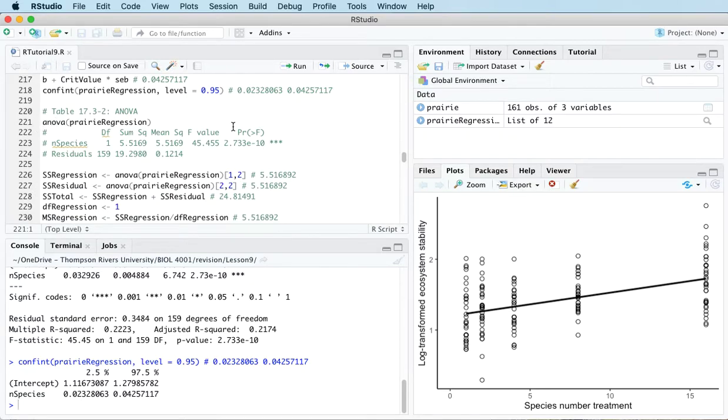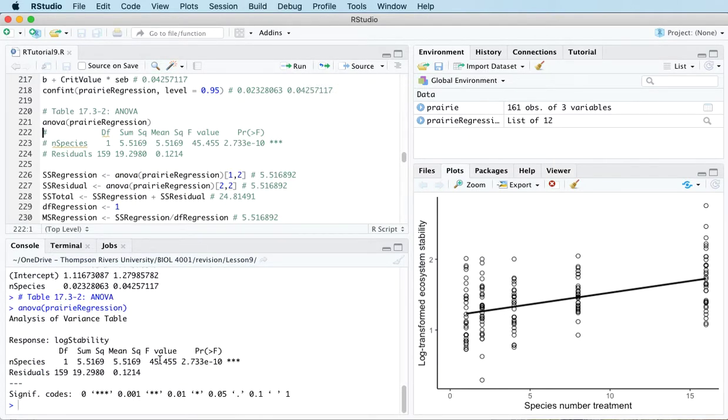We can also run the anova command on the fitted linear model object. If we do that, we get this analysis of variance table, this ANOVA table. This is something that we looked at in the last lesson. But it turns out that the ANOVA table is also relevant to a simple linear regression model, and it gives us a different way of testing the slope. So I'll just run through this quickly.